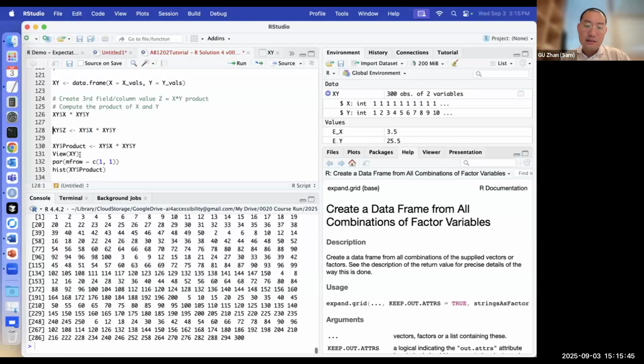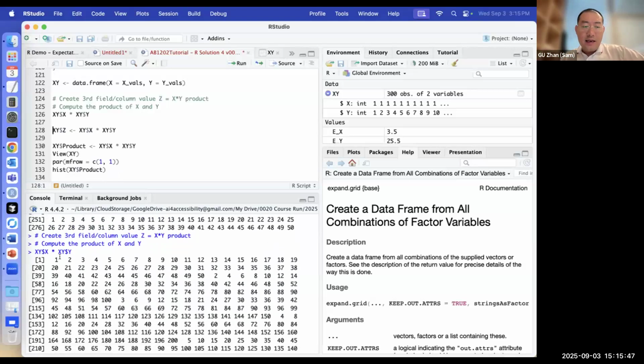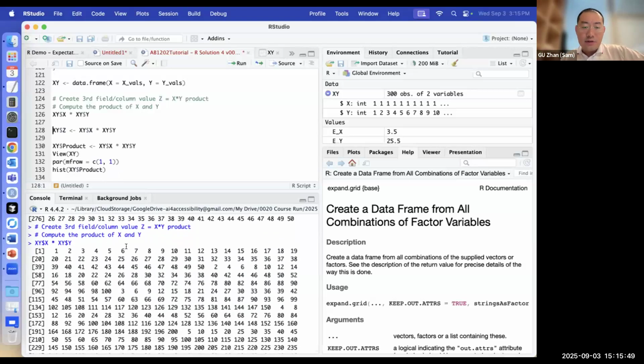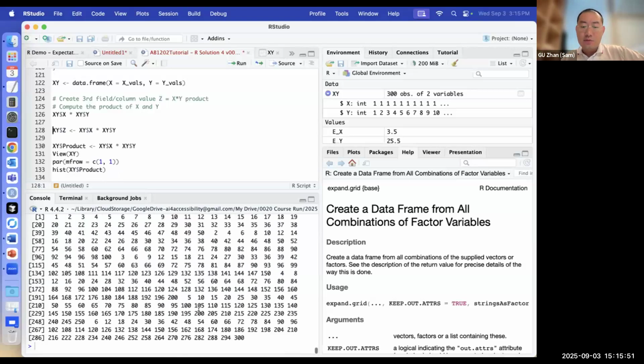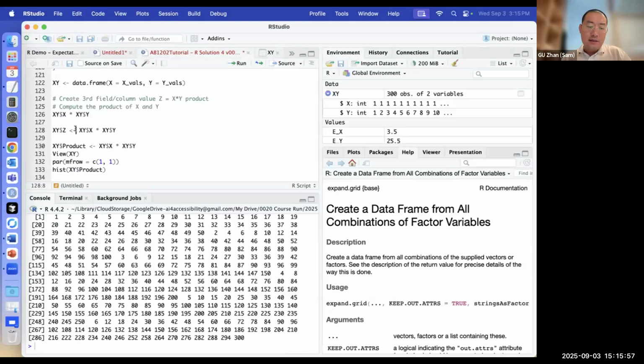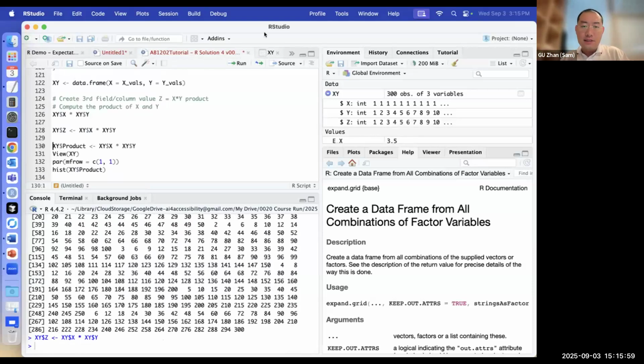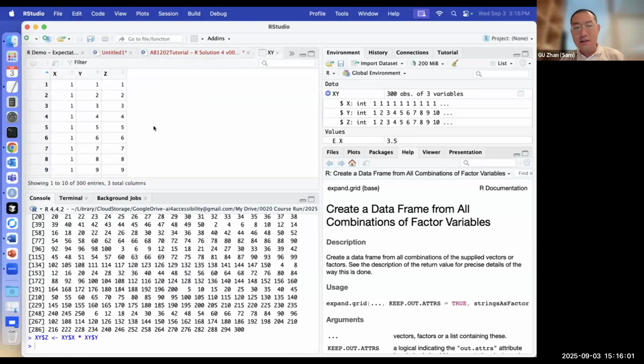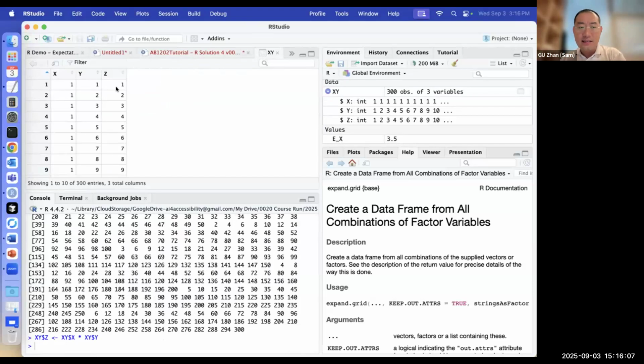So just have a look at X times Y. X times Y is 1, 2, 3, 4, and so on. So this is X times Y. It will do a pairwise multiplication. Then after that, we create a new variable called Z and assign it to Z. So this data frame is still called XY, but now it has 3 columns: X, Y, and Z. Z's value is the product of X and Y.